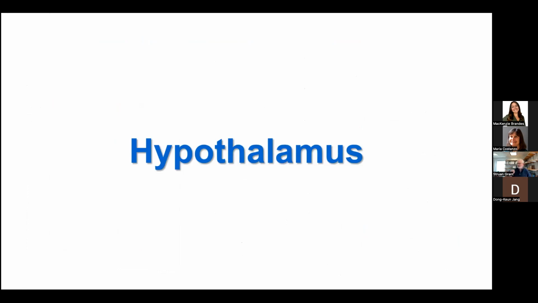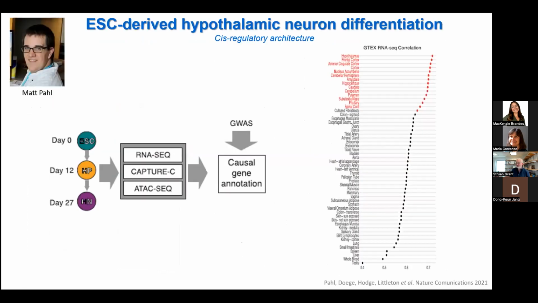A key cell type for many of the brain traits and for metabolic traits is the hypothalamus. And so we thought it would be a very good move to generate our data in the hypothalamic setting. And Matt Paul and my group collaborated with Rudy Leibel up at Columbia, and we generated embryonic stem cell derived hypothalamic neurons. So we looked at the ESC, the progenitor, and the full mature neuron, and we did our trifecta of RNA-seq, capture-seq, and ATAC-seq. And then we made causal gene implications. And so we implicated a set of genes.